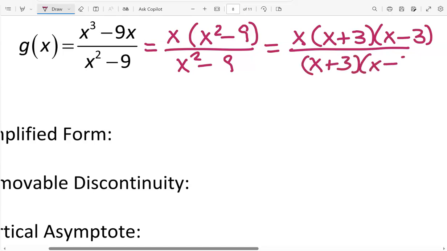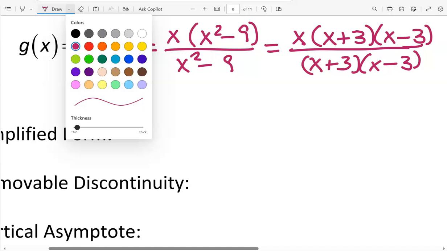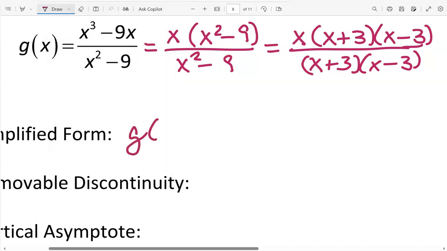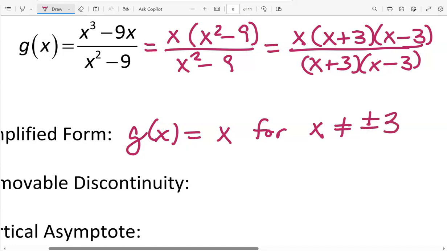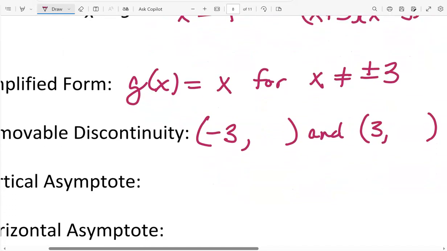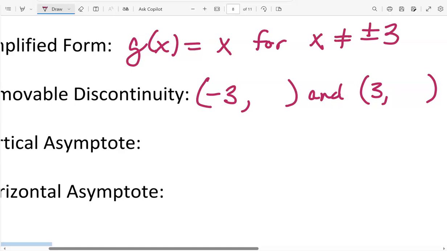But I think when we factor it, it becomes obvious that there are actually two values that x is not allowed to be for this particular function. So when we rewrite, g of x is equal to x once we've canceled common factors, but for x not equal to either positive or negative 3, so there will be two removable discontinuities, one at negative 3 and one at x equals positive 3. And this turns out to be a linear function, so no vertical asymptote, no horizontal asymptote.